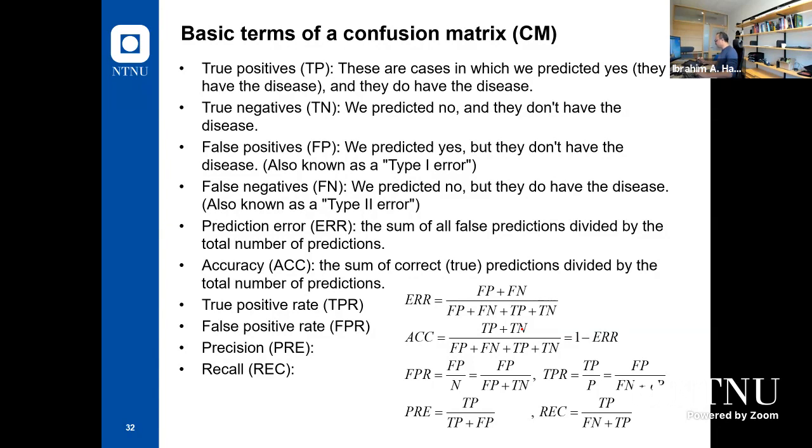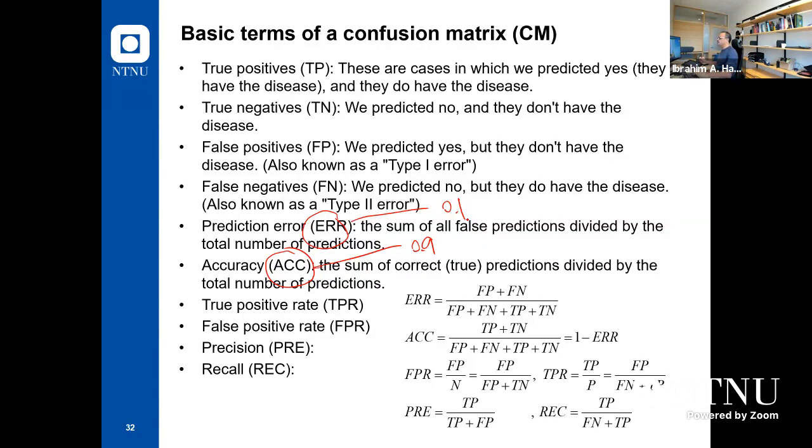What does it mean true negative, false positive, false negative? Prediction error. Prediction error is 1 minus accuracy. So once you have the accuracy, the prediction error will be 1 minus accuracy. If the accuracy is 0.9, it means the error will be 0.1, right? Then there are true positive rate, false positive rate, precision, and recall.